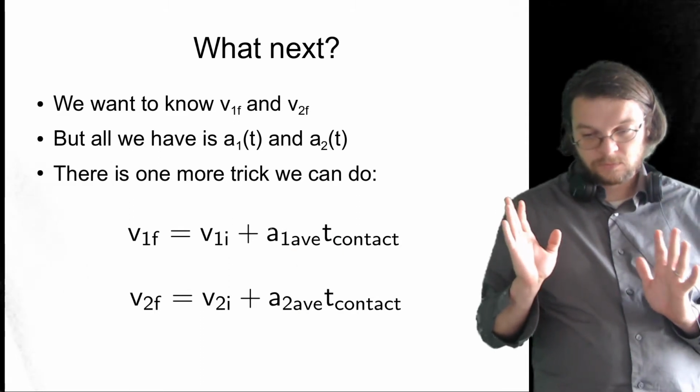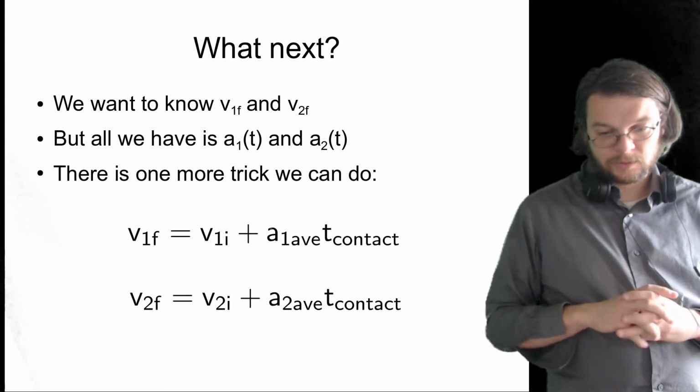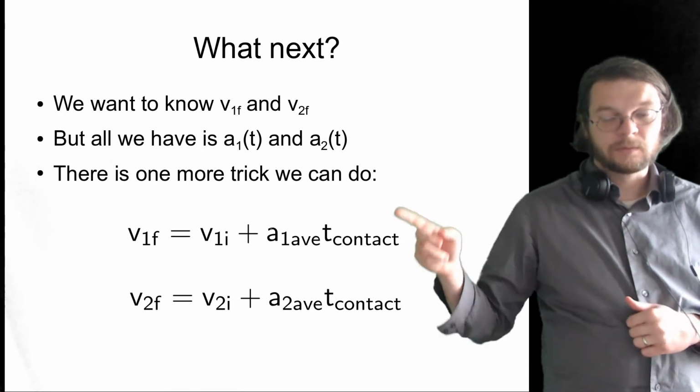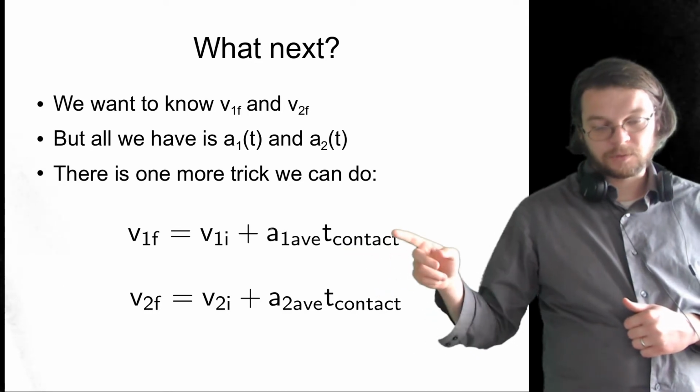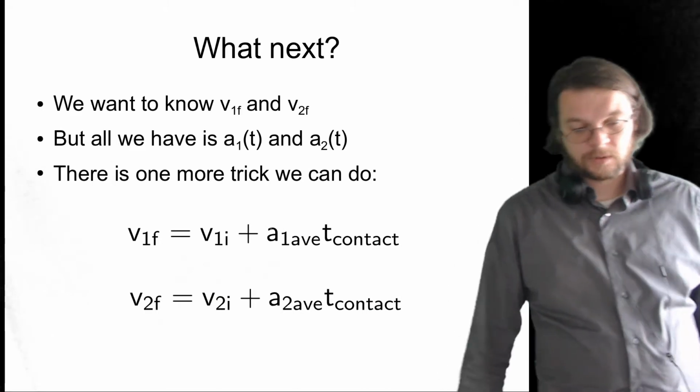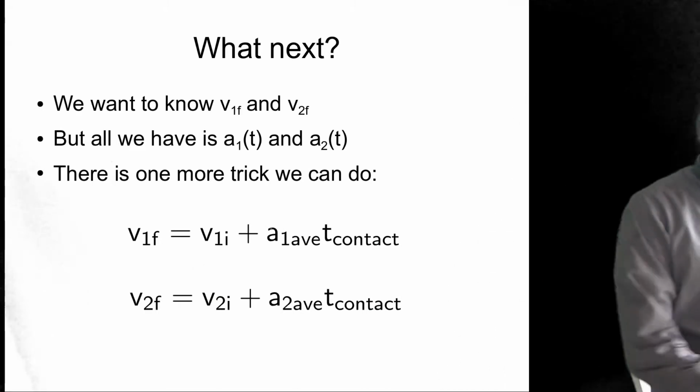So we haven't been able to deal with forces that change with time, but if we can just figure out what the accelerations are with time, figure out the average multiplied by how many seconds they're touching, that will give us the final speeds of object 1 and object 2.